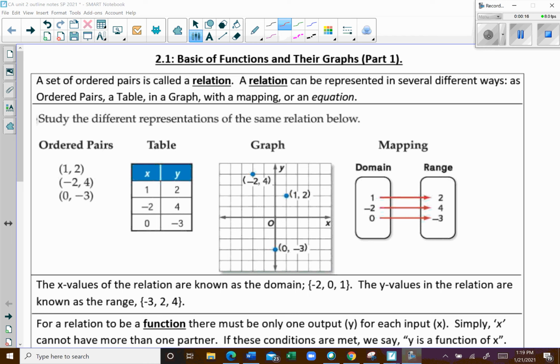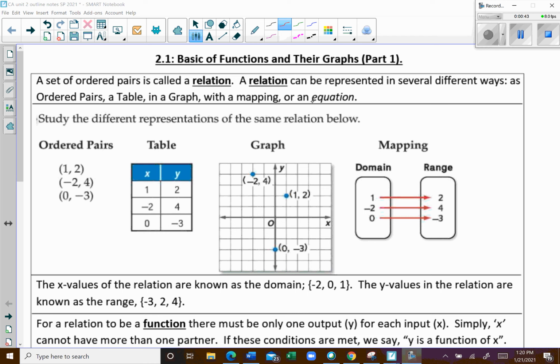Well, first let's look at what a relation is. A set of ordered pairs is called a relation. You can have sets of ordered pairs of whatever you want, letters, numbers. You can insert whatever you want as pairs, and those could be known as a relation. A relation can be represented in several different ways: ordered pairs, a table, a graph, a mapping, or an equation.